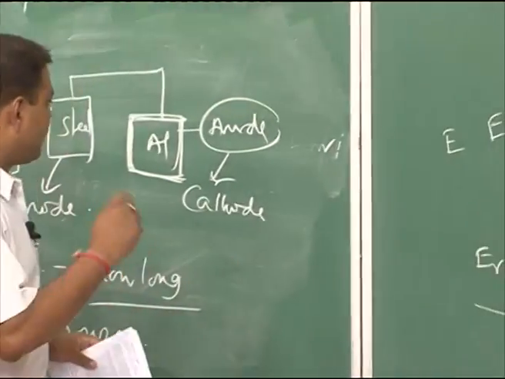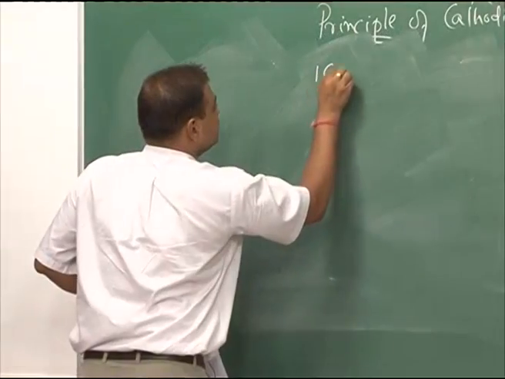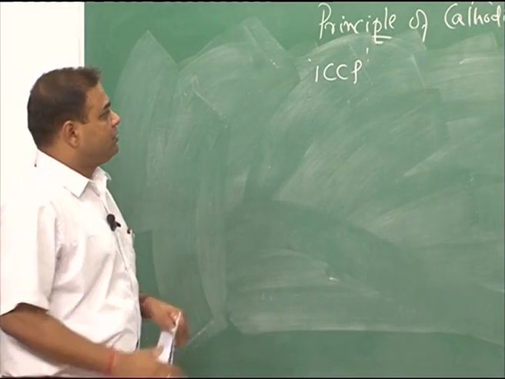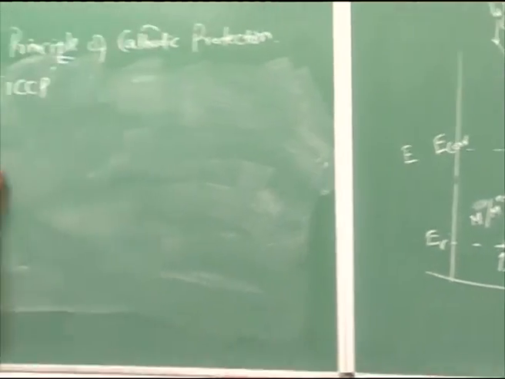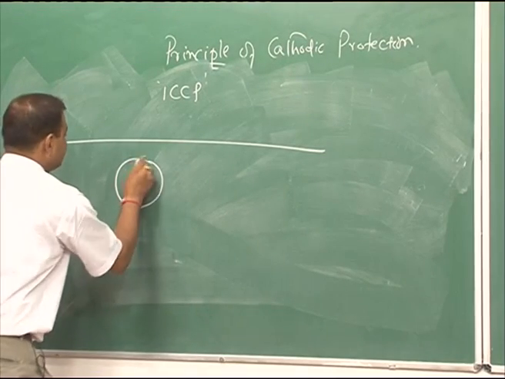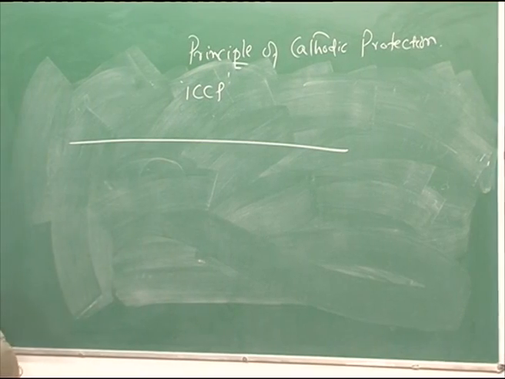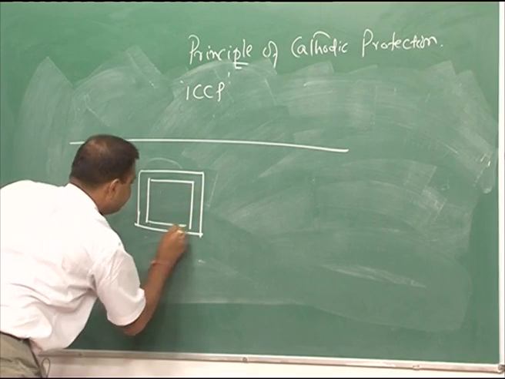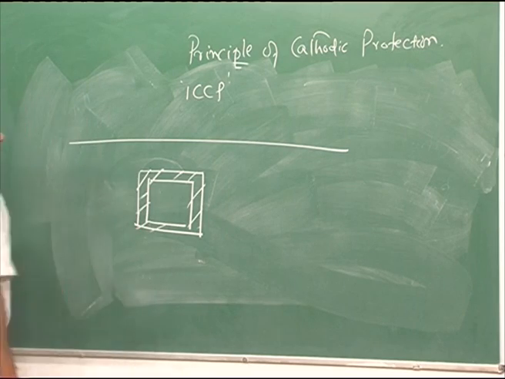Now, there is one more method, which is called ICCP, impressed current cathodic protection, which follows the same principle. Here, we have a pipeline, let us say a buried pipeline, or some water tank. Let us consider a big water tank, a steel tank which is buried, and this tank is to be protected cathodically.